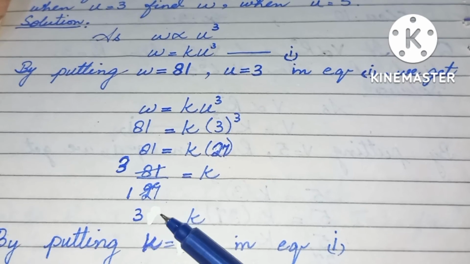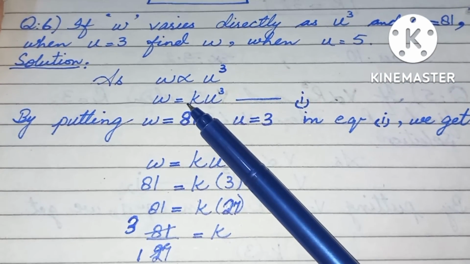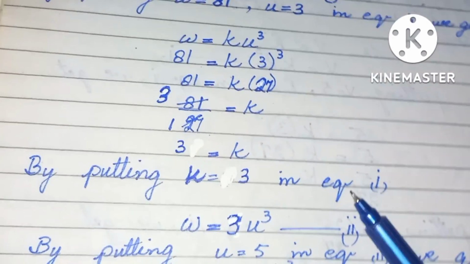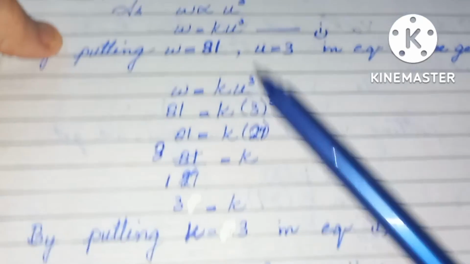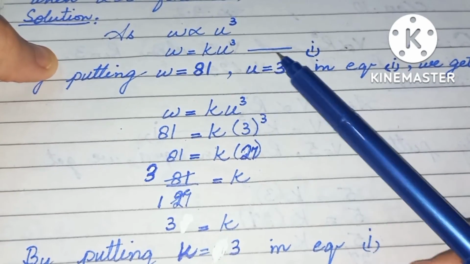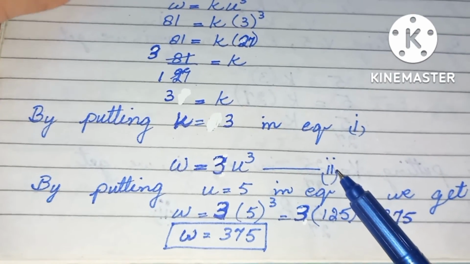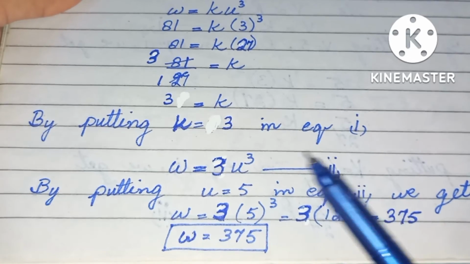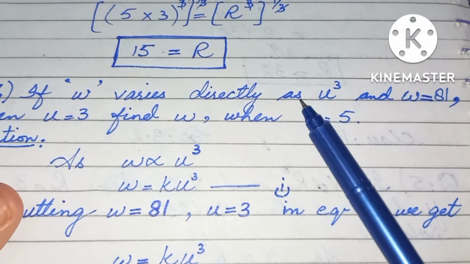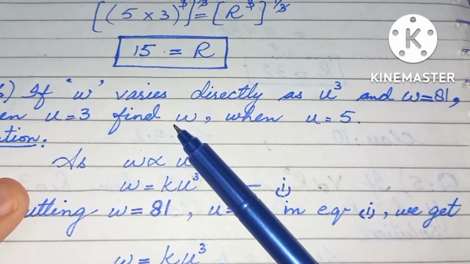Now we will put this value of k equal to 3 in equation 1 in place of k. So by putting k equal to 3 in equation 1, W equals to 3 U cube. आपने k की जगह पे value 3 put कर दी, तो W equal to 3 U cube आ गया आपके पास इसी equation में. This is your equation 2. Now we will put the value of U and find the value of W as we have given in our question. Put U is equal to 5 and find W.